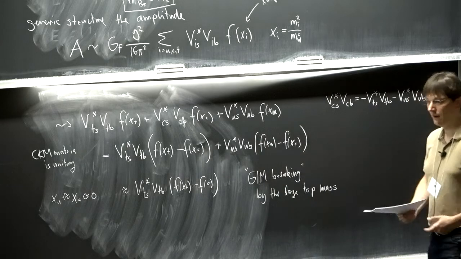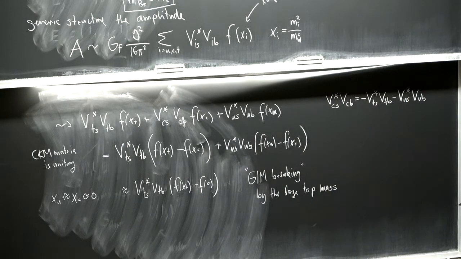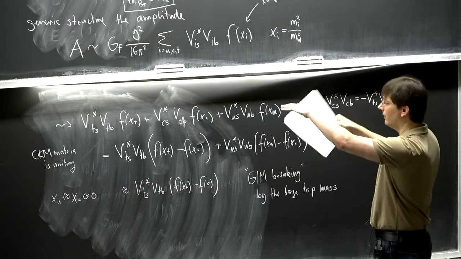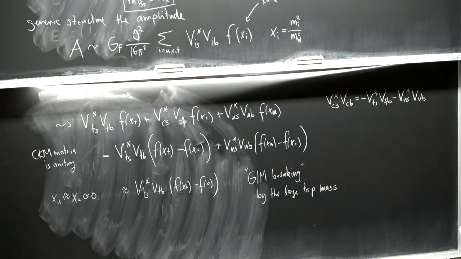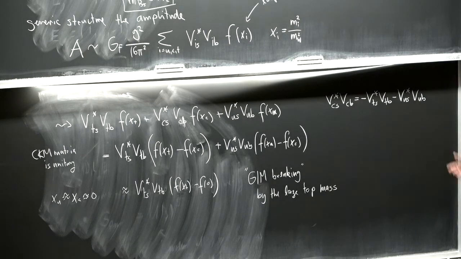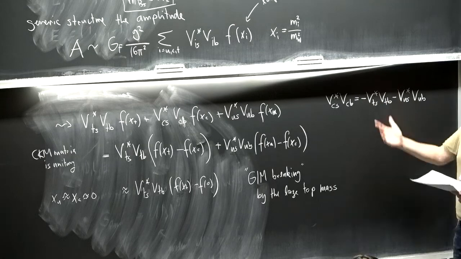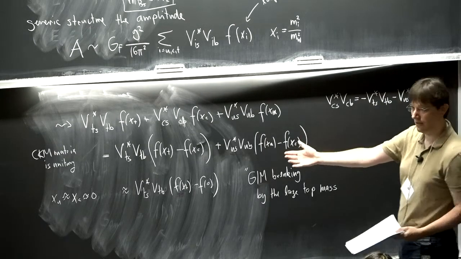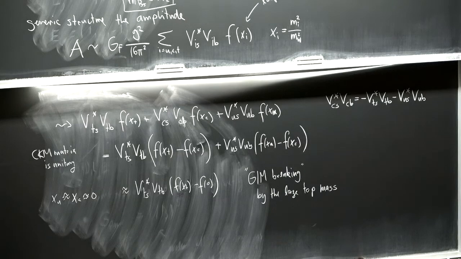Yes? Wouldn't there still be GIM breaking even if the top mass weren't large, just a smaller amount of breaking? Yes, as long as the different masses are not equal, you have GIM breaking, and you will have a non-zero flavor changing neutral current. But because we know that the top mass is much, much heavier than the other up-type quarks, there's a large GIM breaking if you want, and you get pretty sizable flavor changing neutral currents in the down quark sector. One could go through an analogous example for flavor changing neutral currents in the up sector.